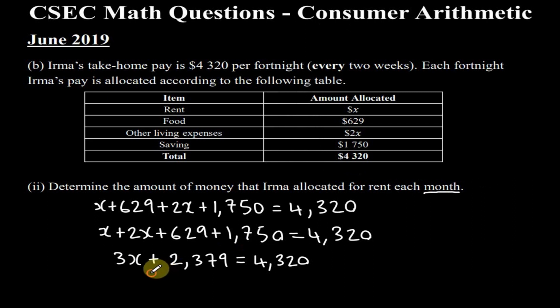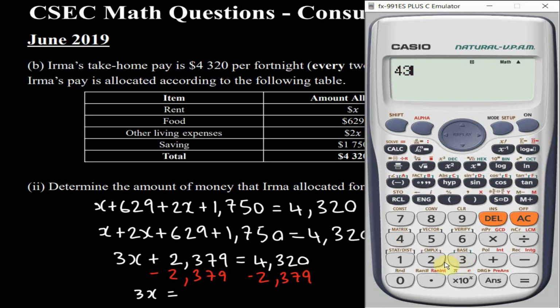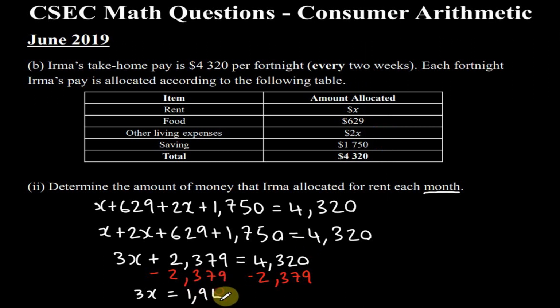Now we need to make x the subject here, so I'll subtract 2,379 from both sides, and we'll be left with 3x is equal to, and again I'll use my calculator here, so it's 4,320 minus 2,379 is equal to 1,941. Right, and I'll continue here. I'm running out of space there. So it's 3x is equal to 1,941. And to make x a subject here, I'll divide both sides by 3.